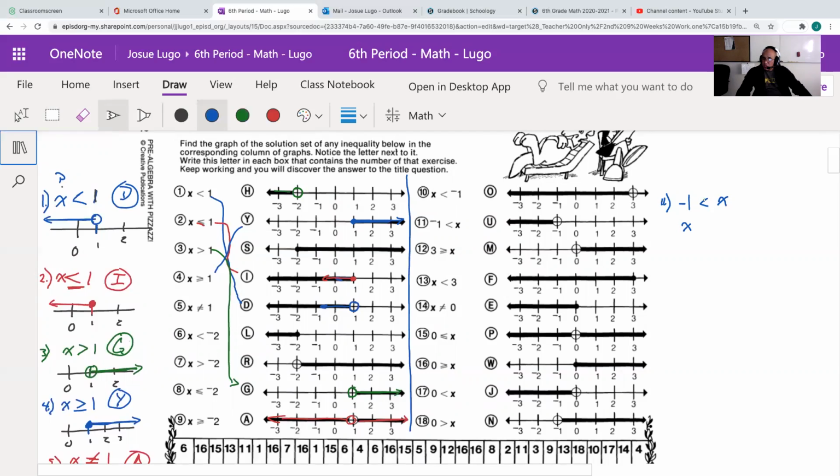So x, notice that the inequality symbol is going to face the x. x is greater than negative 1. We're saying the same thing. x is greater than negative 1. x can be any number as long as it's greater than negative 1. Either way works.